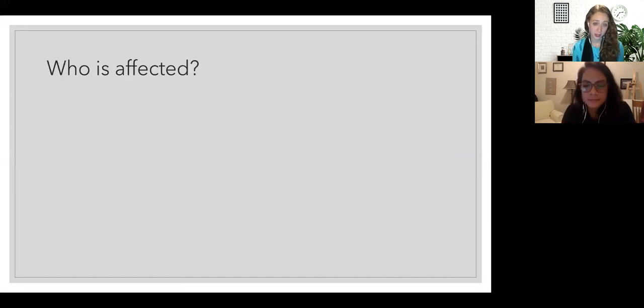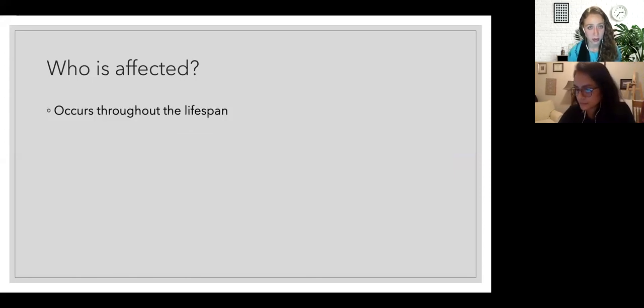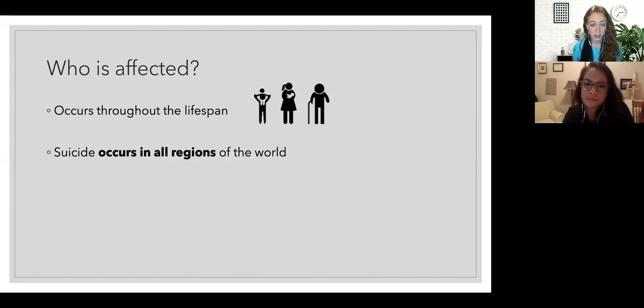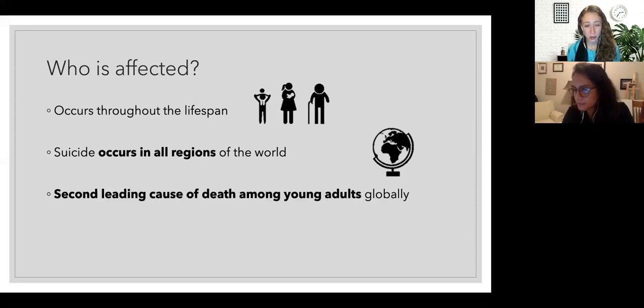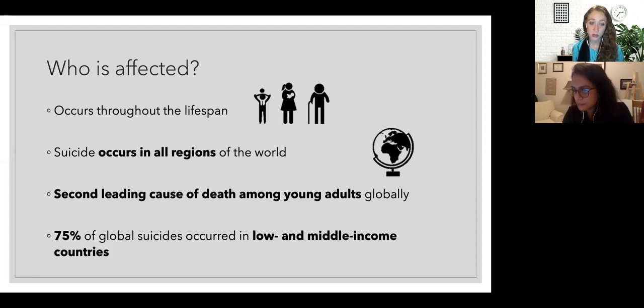In thinking about who is affected by suicide, it's seen in different people at different stages of life. It affects men and women throughout the entire lifespan. According to WHO data from 2012, it was seen in all regions of the world from different cultural, religious backgrounds. It was the second leading cause of death among 15 to 29-year-olds in the world in 2012. And about 3/4 of all suicides in the world happened in low and middle income countries, where most of the world's population also lives. So we can conclude from this that suicide is a significant problem for all kinds of people everywhere in the world.